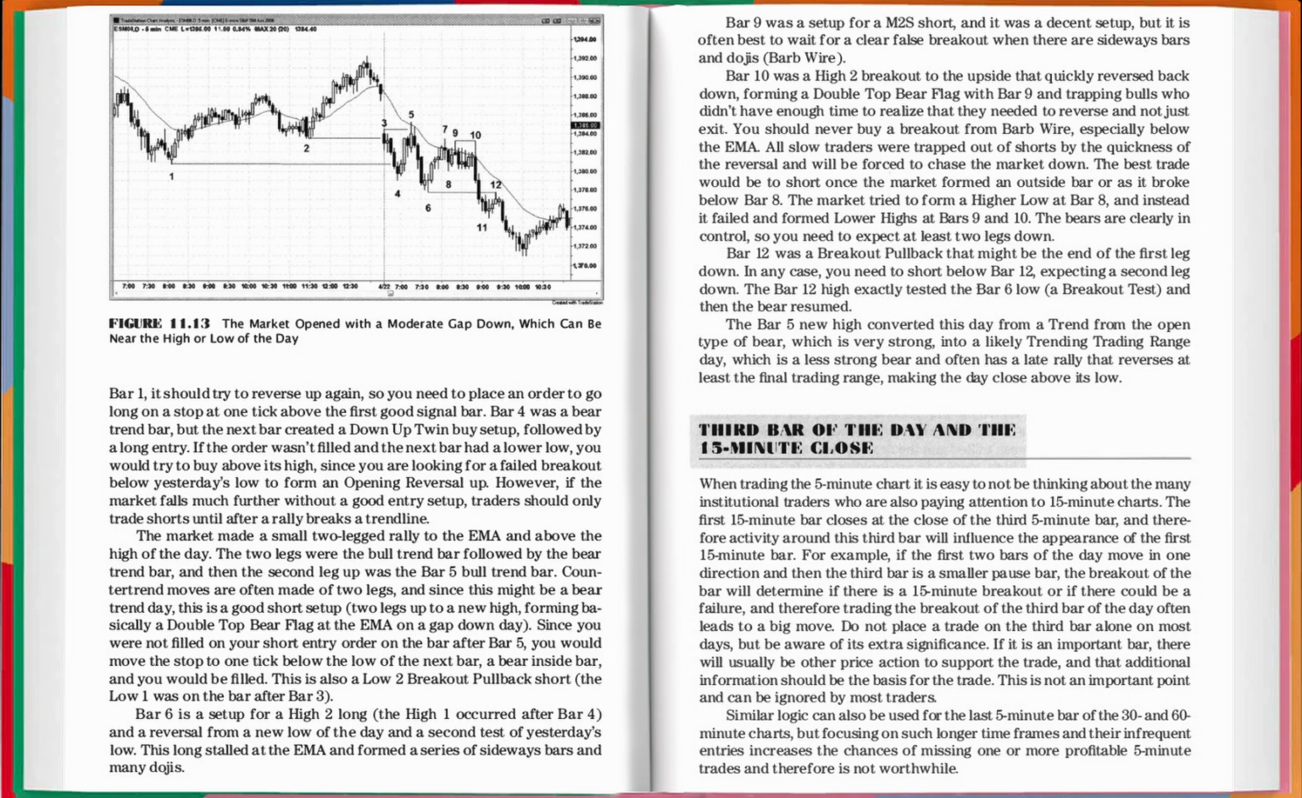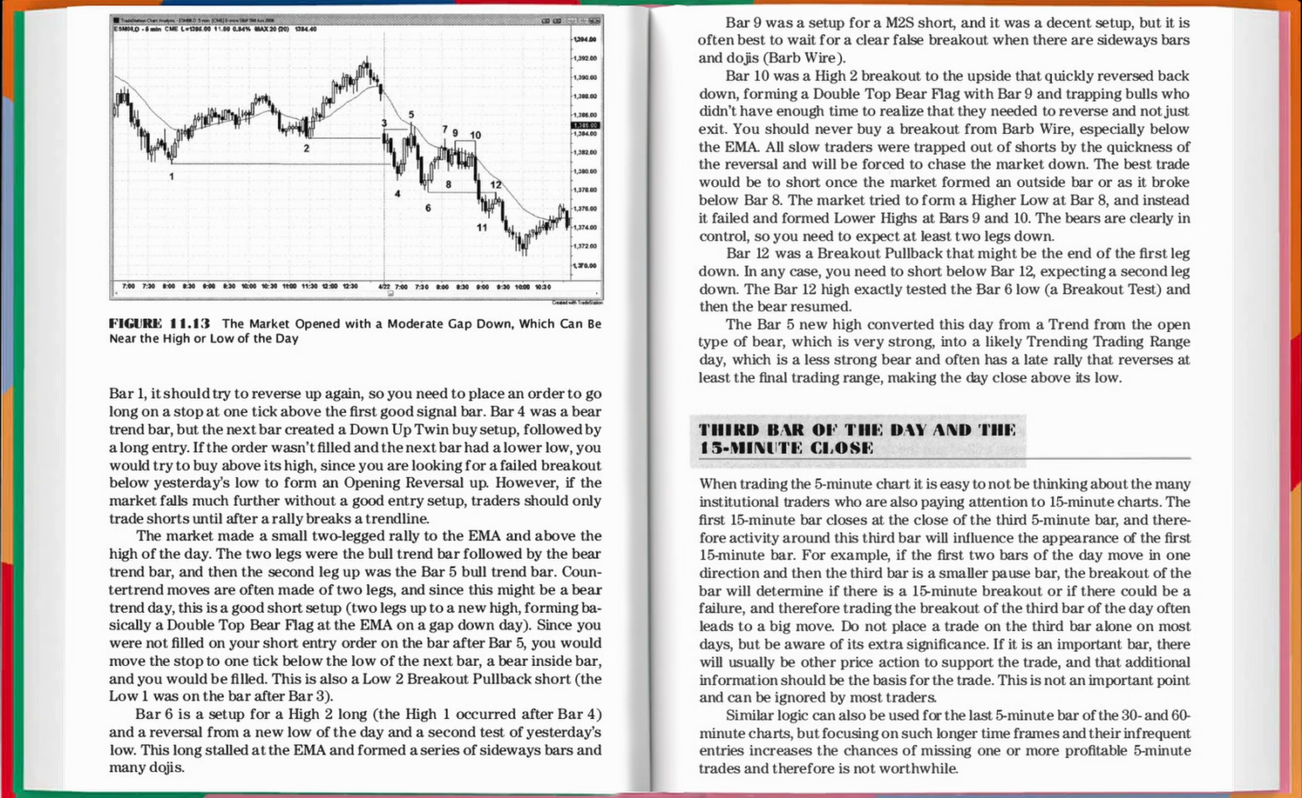All slow traders were trapped out of shorts by the quickness of the reversal and will be forced to chase the market down. The best trade would be to short once the market formed an outside bar or as it broke below bar 8. The market tried to form a higher low at bar 8, and instead it failed and formed lower highs at bars 9 and 10. The bears are clearly in control, so you need to expect at least 2 legs down. Bar 12 was a breakout pullback that might be the end of the first leg down. In any case, you need to short below bar 12, expecting a second leg down. The bar 12 high exactly tested the bar 6 low, a breakout test, and then the bear resumed.